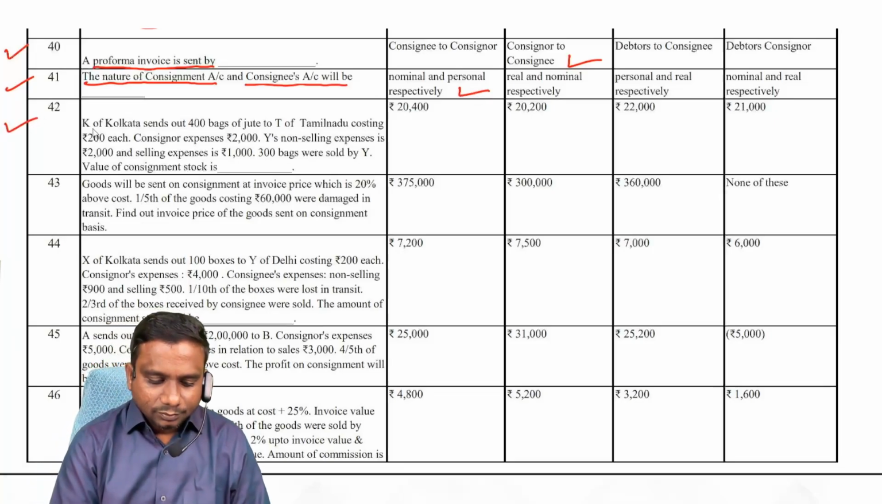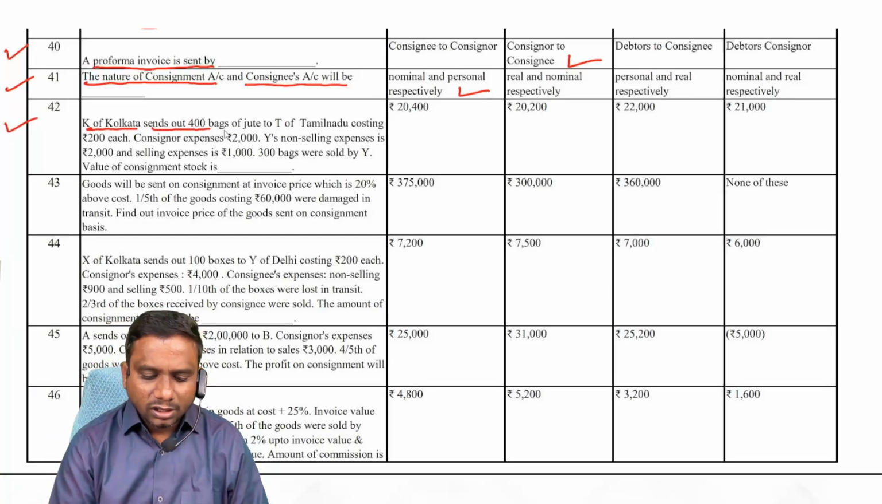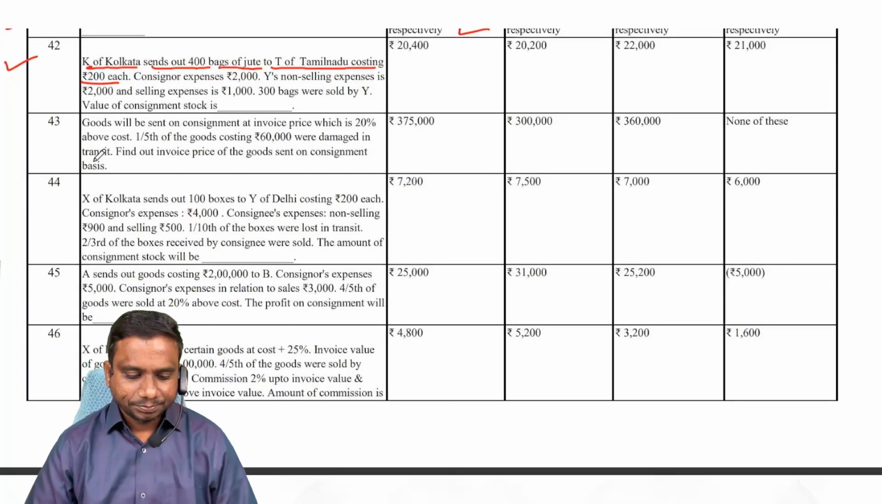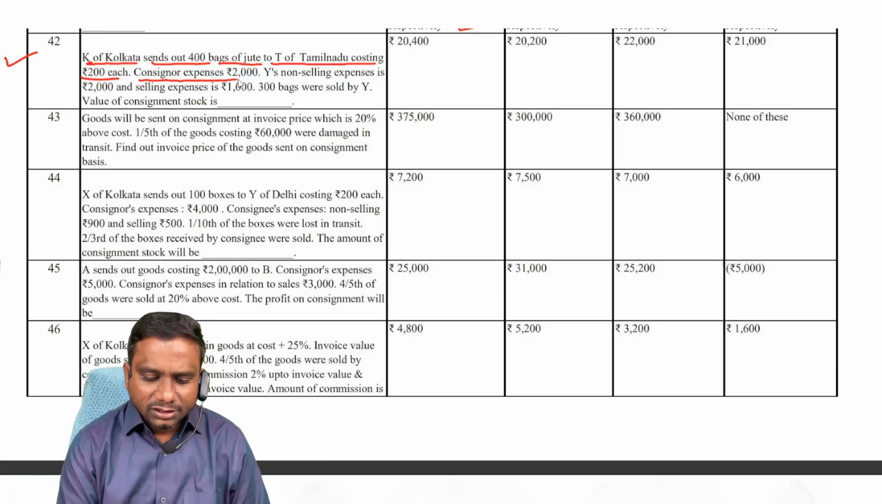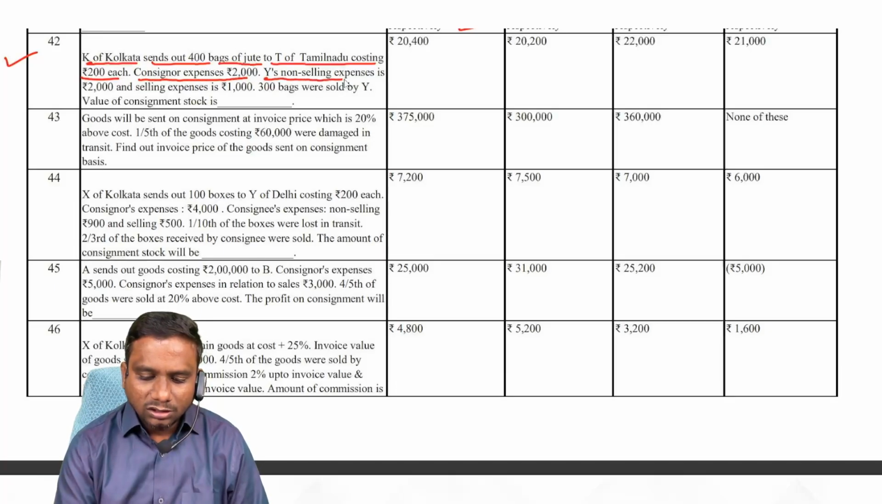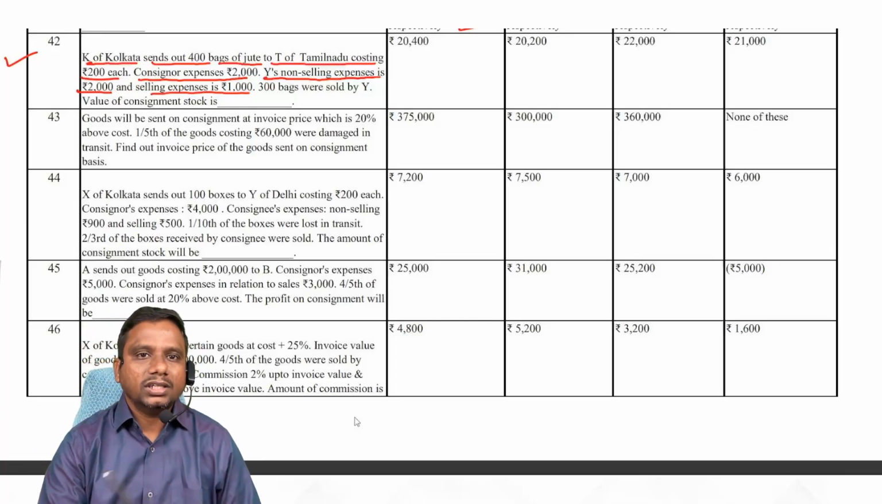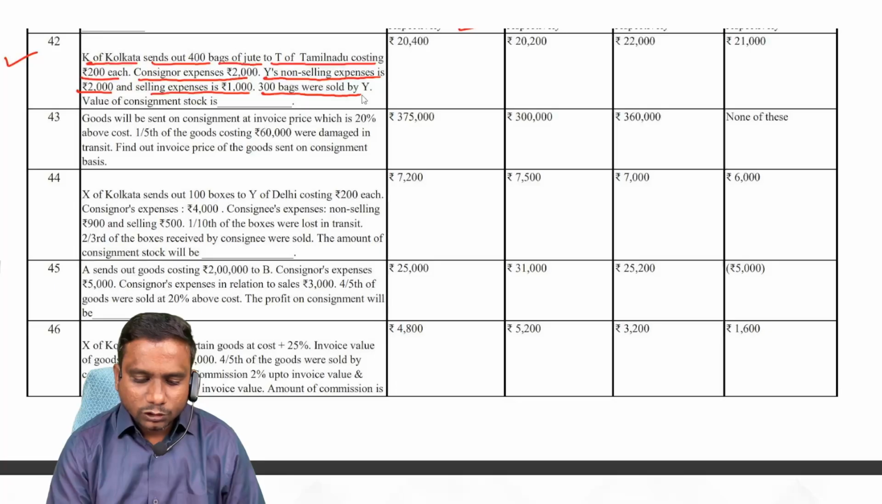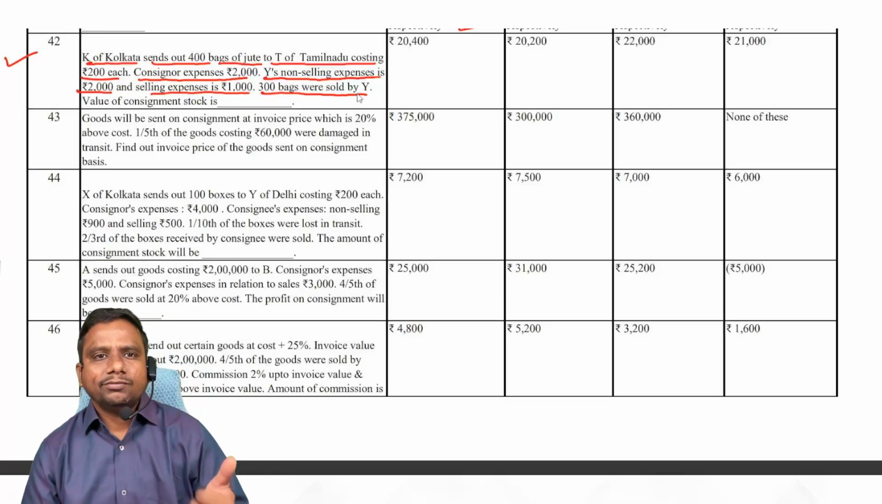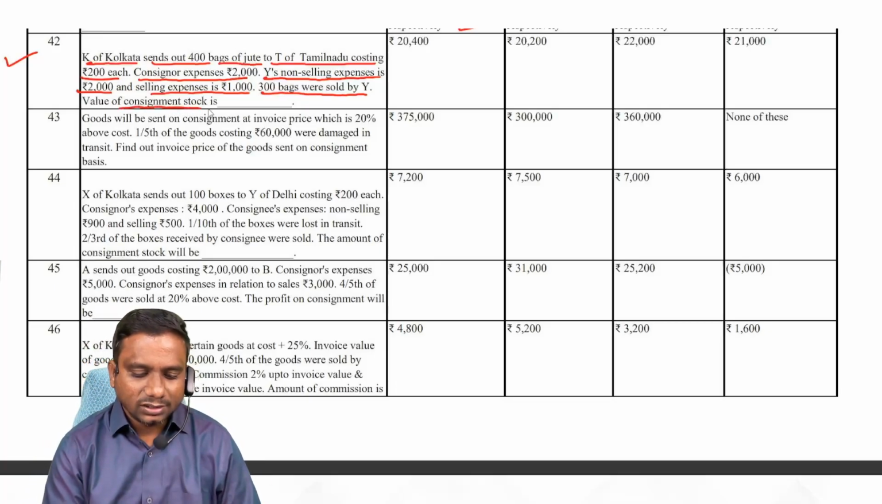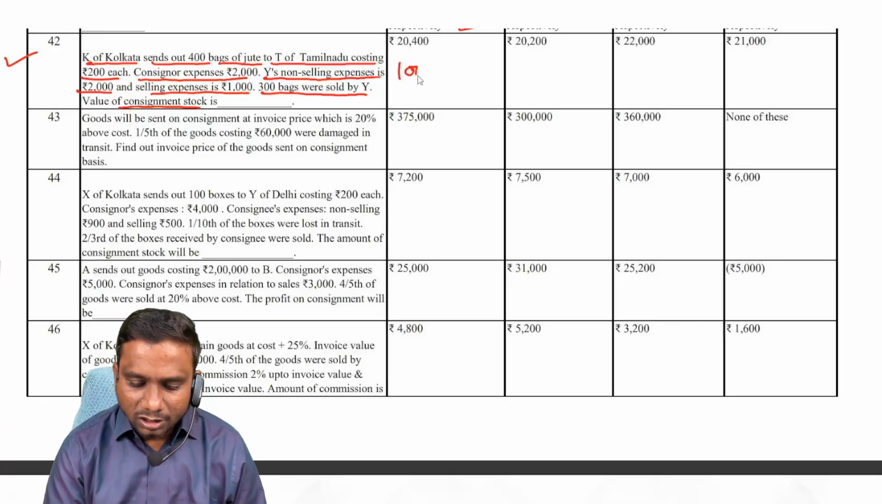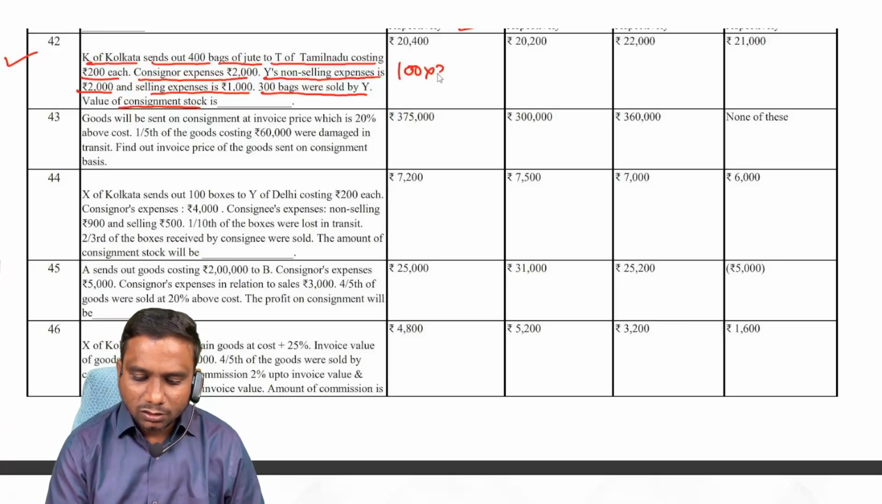42. K of Kolkata sends out 400 bags of jute to T of Tamil Nadu costing 200 each. Consignor expenses 2000, non-selling expenses is 2000 and selling expenses 1000, means non-recurring and recurring. Non-recurring 2000, recurring 1000. 300 bags were sold by Y. Now how many bags left? 100 bags. Now they are asking value of consignment. Simple. 100 bags into each bag costs 200. That comes around 20,000 rupees.